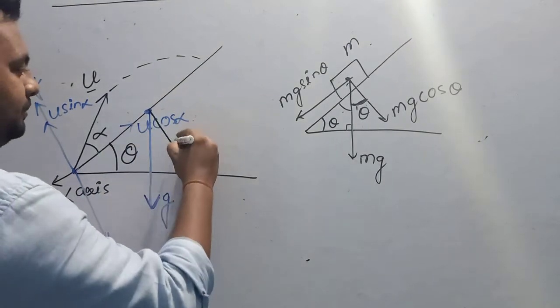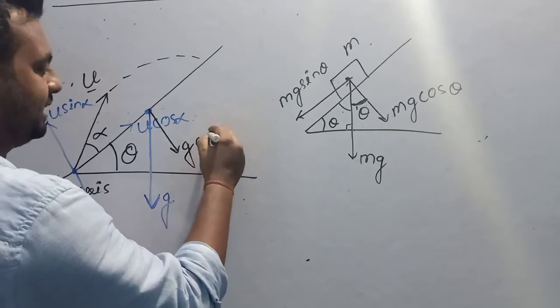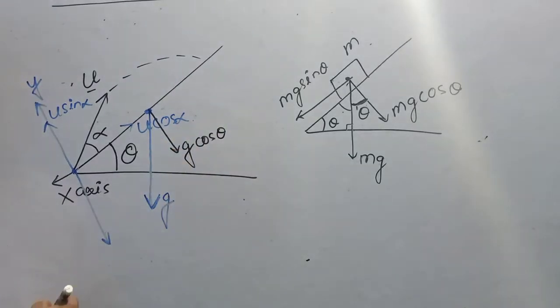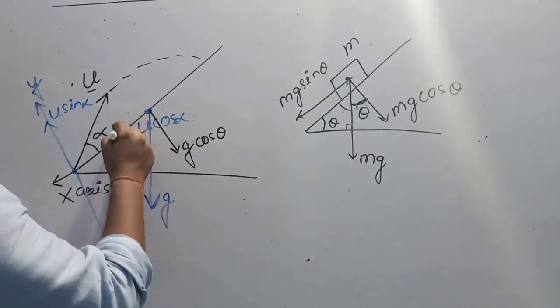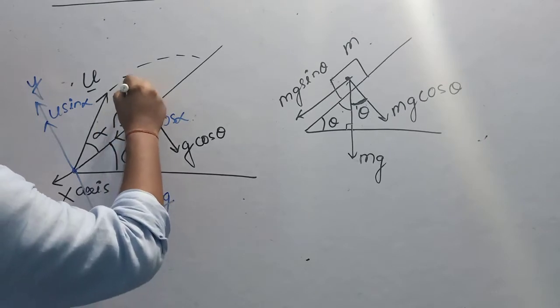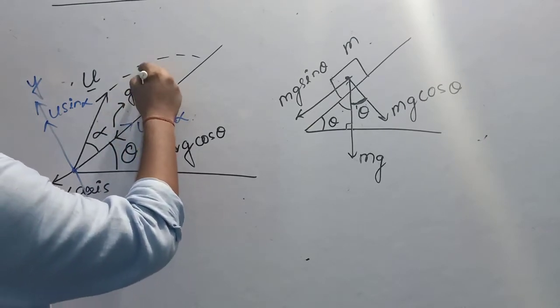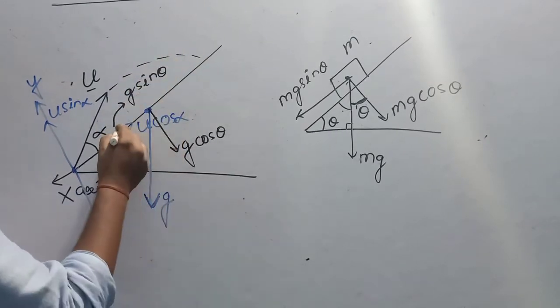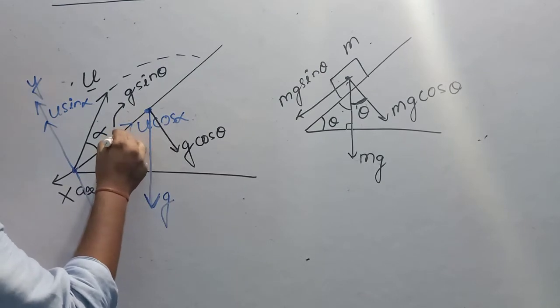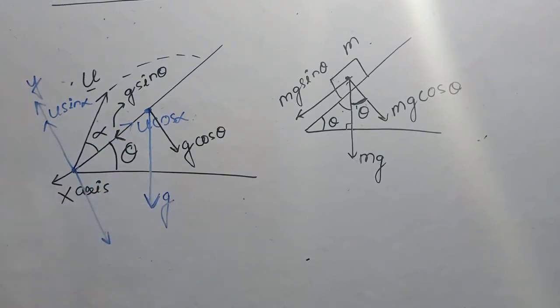One component will be g cos theta, that is the y component, and the other component will be g sin theta, whose direction is represented by this black arrow. I have resolved the components. Now I am analyzing its horizontal and vertical motion.